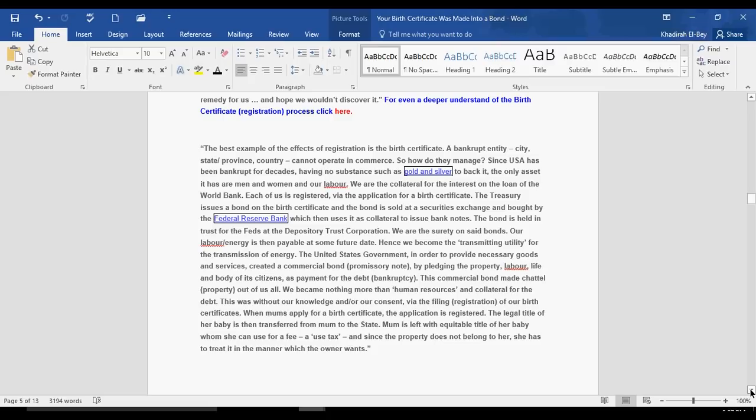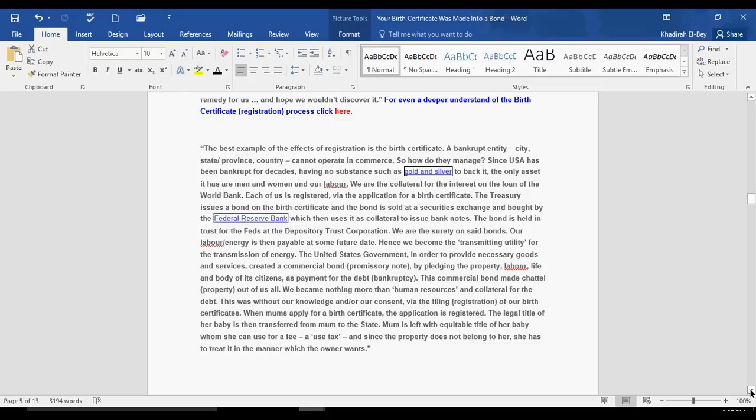The mother applies for the birth certificate. The mothers are the informants. The application is registered. The legal title of the baby is then transferred from the mother to the state. The mother is left with an equitable title of her baby, whom she can use for a fee, a use tax.